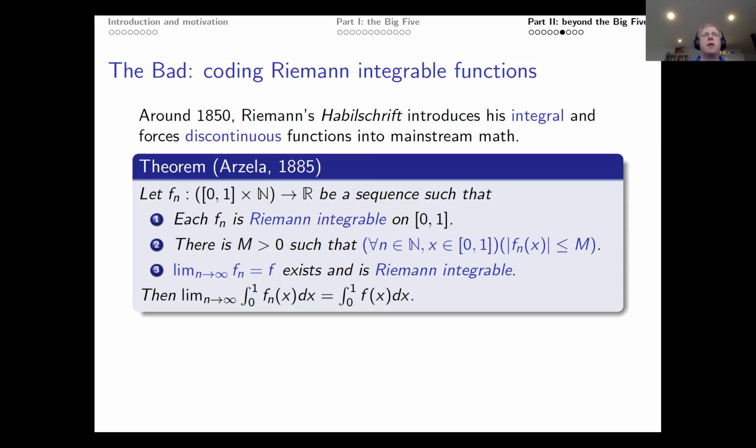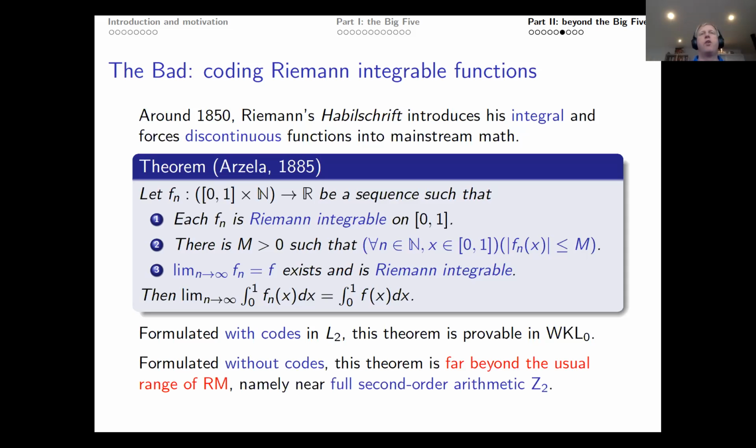It's pretty old. And if you formulate it with codes in L2, in second order arithmetic, you can prove it in WKL0, even in weaker systems, actually. This is good. This is standard. This is as expected. If you formulate it without codes, it's far beyond the usual range of reverse math. It's actually close to full second order arithmetic, Z2, way beyond Pi11 comprehension. So yeah, this is a problem. Here we have a theorem that undergoes a massive change of logical strength, and it's fairly basic. I mean, it's the Riemann integral, after all. So yeah, that's bad.